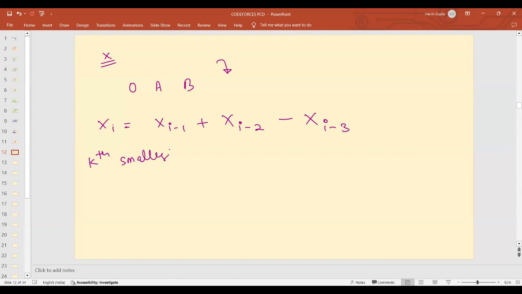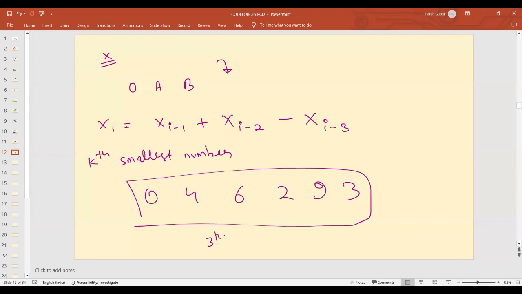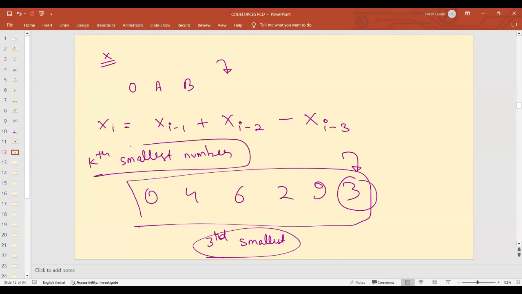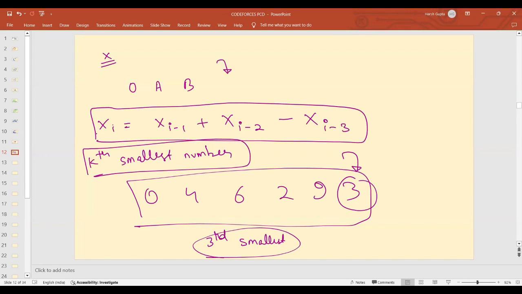Do you all understand what we mean by kth smallest number? If you have a sequence, let's suppose 0, 4, 6, 2, 9, 3, can anyone tell me what is the third smallest number in this? 3, right? The third smallest number is 3. So this is the question, that you want the kth smallest number, and this is how the numbers of the sequence are generated. Is the question clear to everyone?